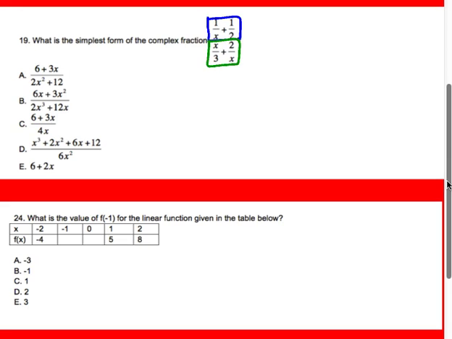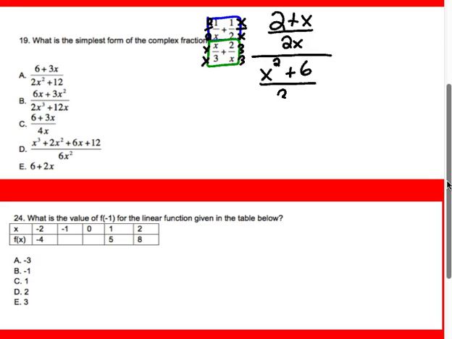On top, to get a single fraction, we need a common denominator. The common denominator is going to be 2x. So this is going to need a 2 over 2 on this side and an x over x on that side, ultimately giving us a 2 plus x on top with a denominator of 2x. On the bottom, this side is going to need an x over x, and this side is going to need a 3 over 3 to get a common denominator. That's going to give us an x squared plus 6 on the top and a 3x on the bottom.